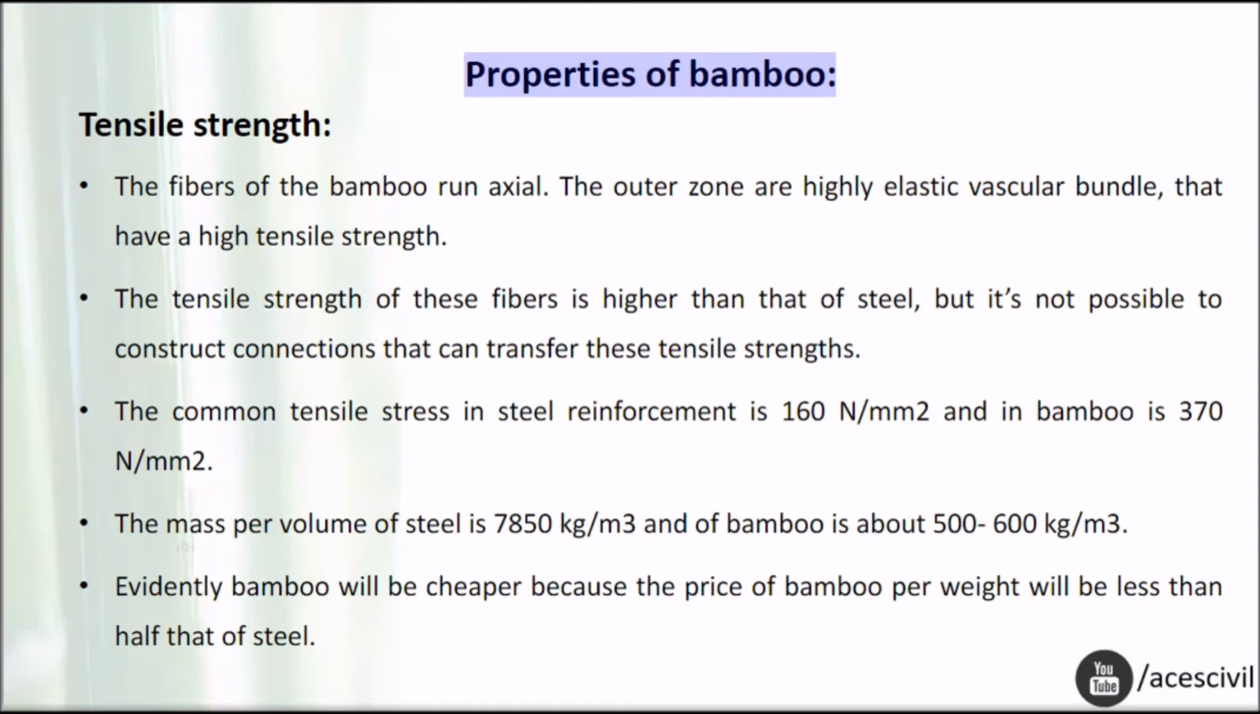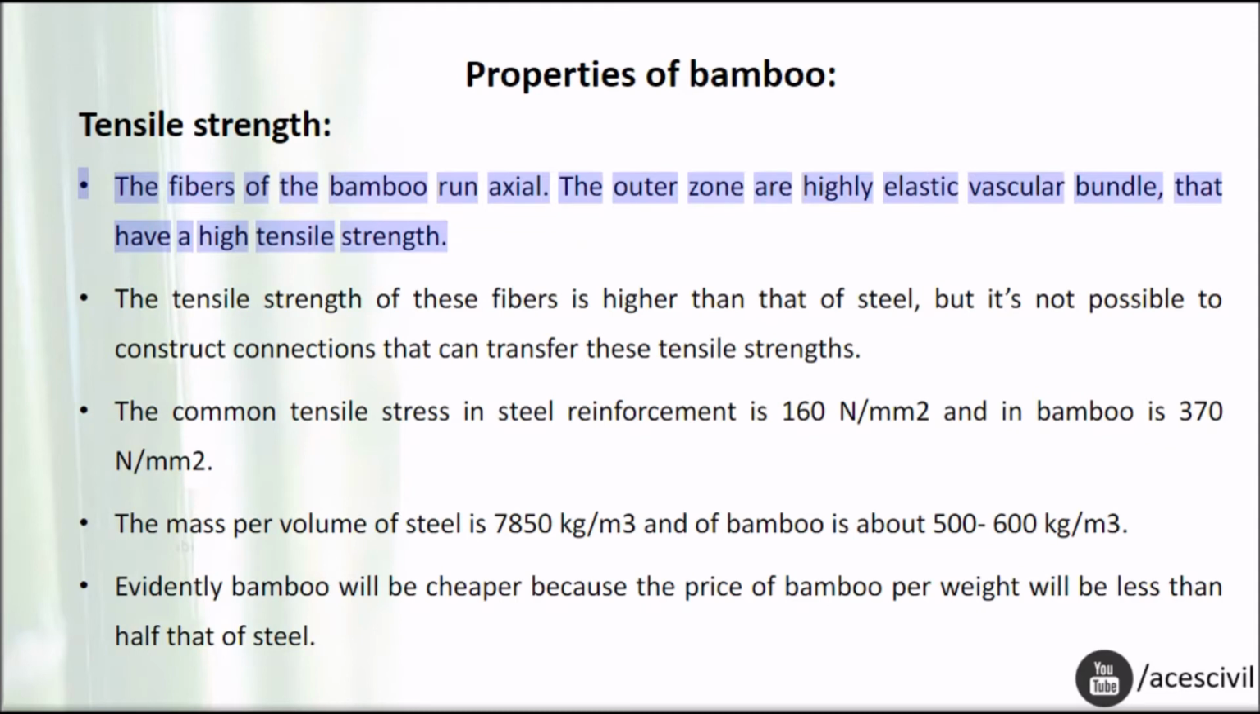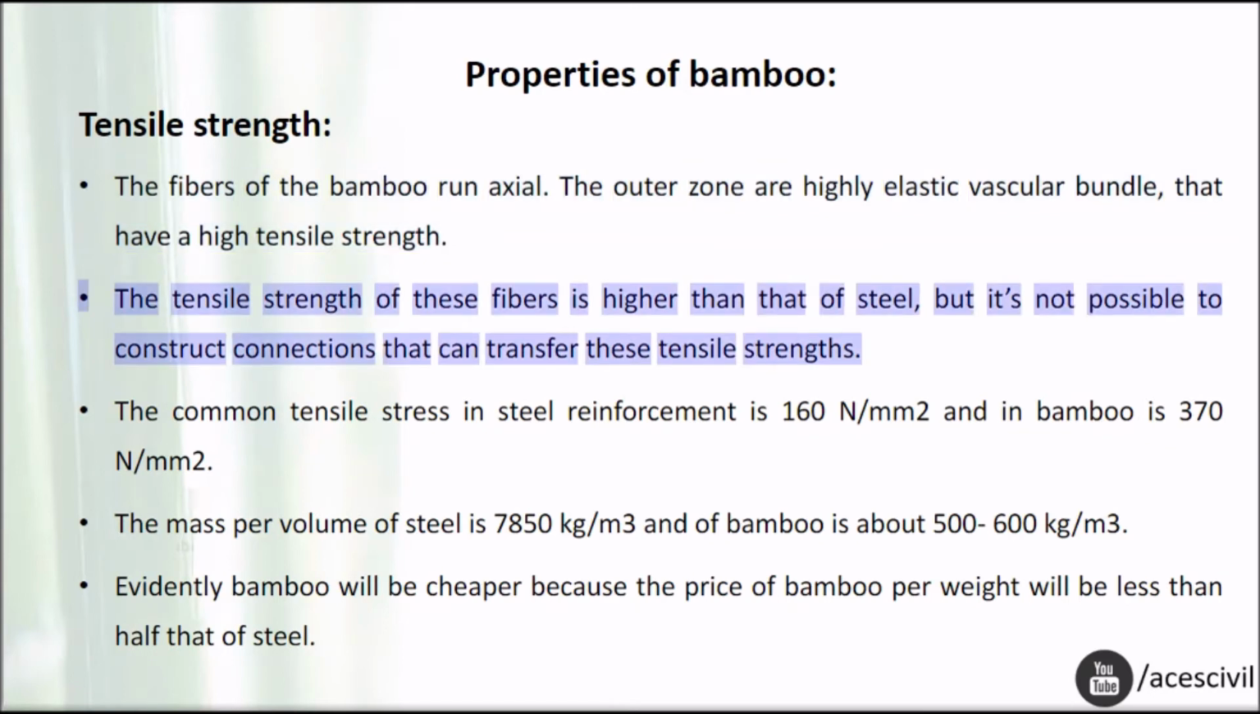Properties of bamboo. Tensile strength. The fibers of the bamboo run axial. The outer zones are highly elastic vascular bundles that have a high tensile strength. The tensile strength of these fibers is higher than that of steel, but it's not possible to construct connections that can transfer these tensile strengths.